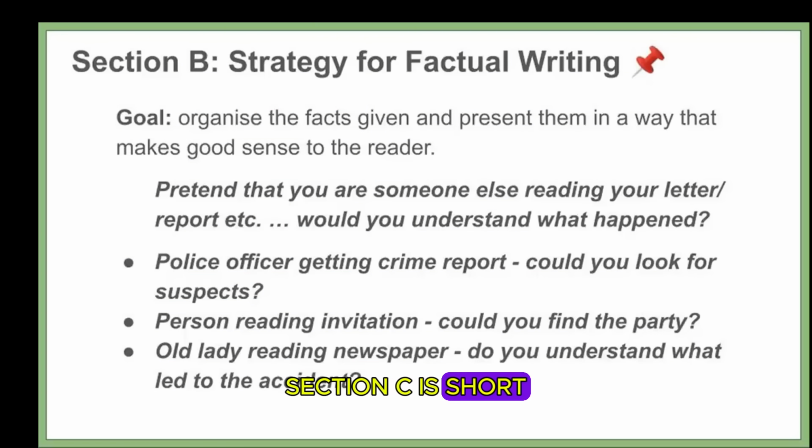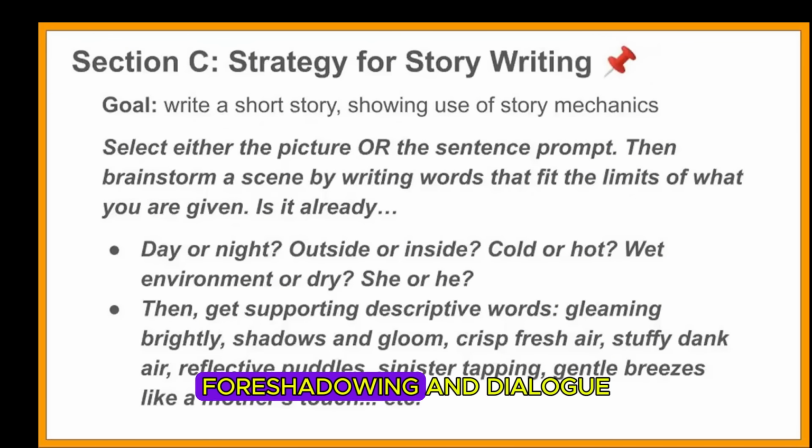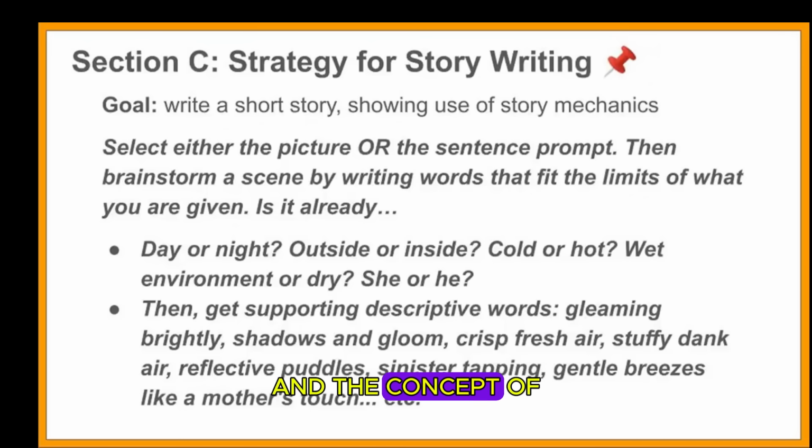Alright, section C is short story writing. Your goal here is to write a short story and to show that you know how to use story mechanics like foreshadowing and dialogue and the concept of a beginning, a middle, and an end, action sequence, these kinds of things, right? Now, because this is a short story, you actually don't have a lot of time to develop all of these things, so you do want to pick something that's really simple, and you're going to be guided, of course, by the prompts that they give you.